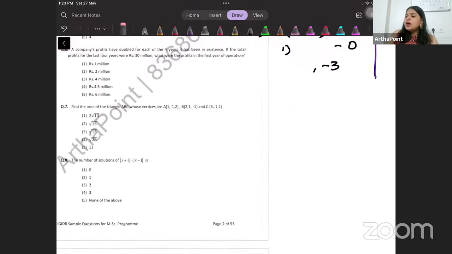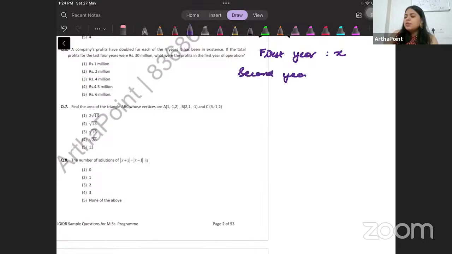It says a company's profits have doubled for each of the 4 years. So let's say that beta, first year में जो profit था ना, the profit in the first year was x. Now it says it has doubled in each of the 4 years. So matlab, what would be the profit in the second year, beta? It would be 2x. It has doubled, right? What would be the profit in the third year?